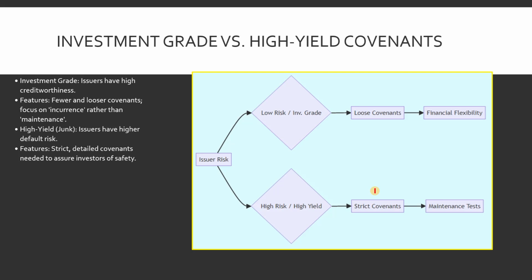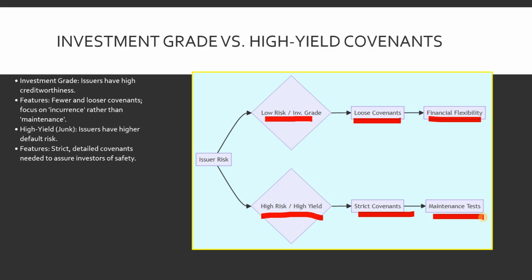What did we learn? The riskier the borrower, the stricter the covenants must be to attract the investor. This flow shows the relationship between risk and rules, starting with issuer risk. If we go up, which is lower risk, investment grade bonds lead to loose covenants, which grant financial flexibility. If we go down, which is higher risk, high yield leads to strict covenants, and this says that a maintenance test, which requires regular financial checkups, is needed.